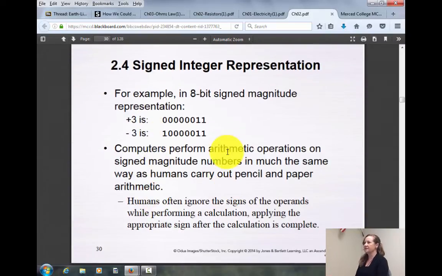All right, so here's an example. Here's an 8-bit number, so that means it uses 8 ones or zeros. And it's using signed magnitude. So we all know how to write the number 3, right? This is our 2's place, this is our 1's place, so that's the number 3. And so positive 3 would have a 0 in our signed bit, and then negative 3 would have a 1 in our signed bit. Pretty easy to figure that out, right?